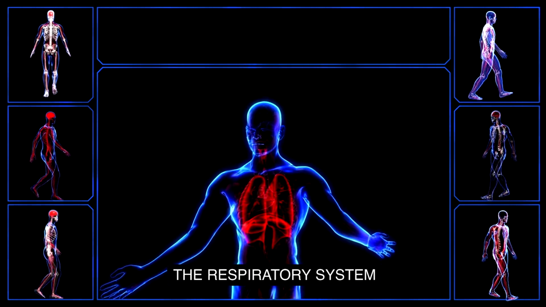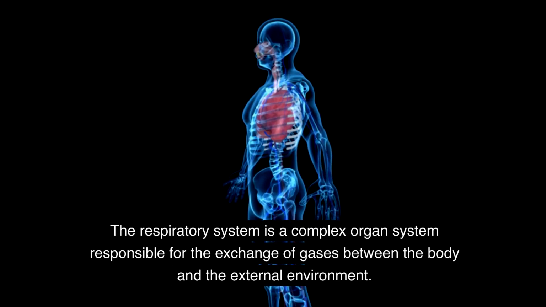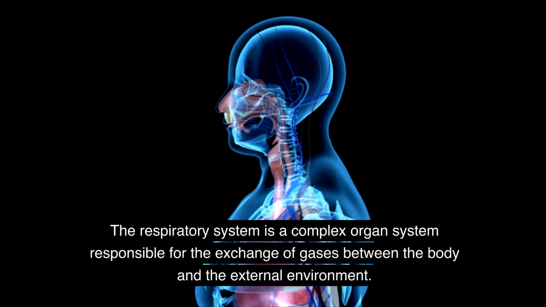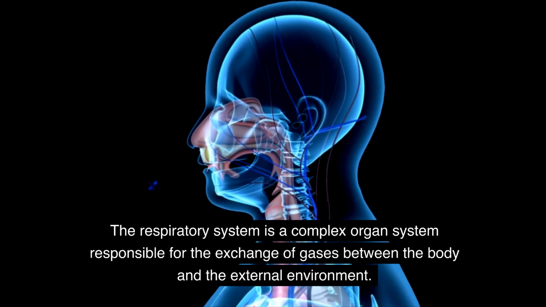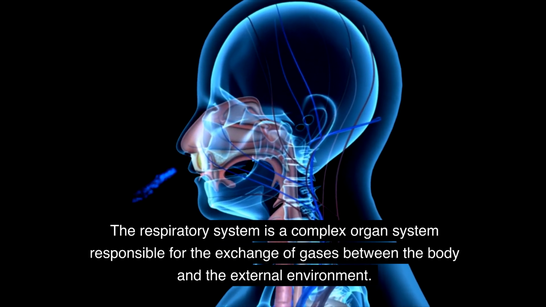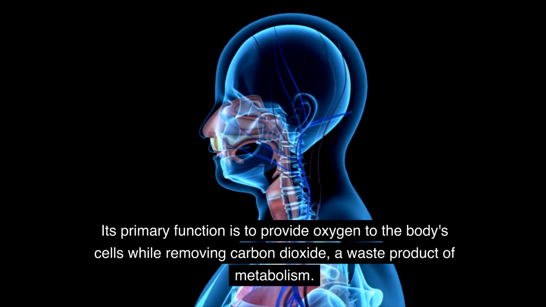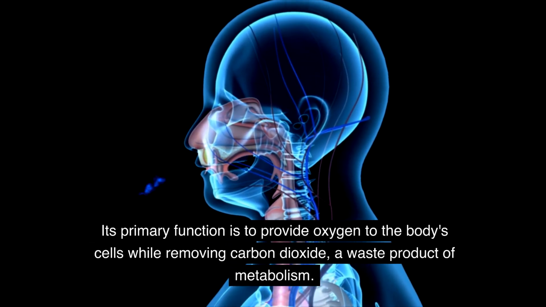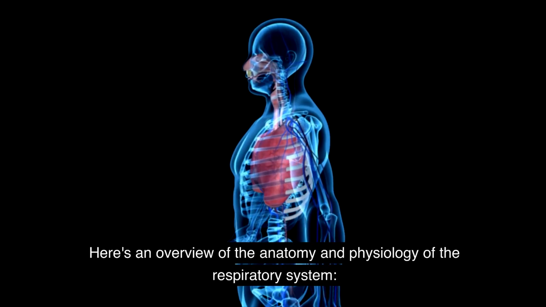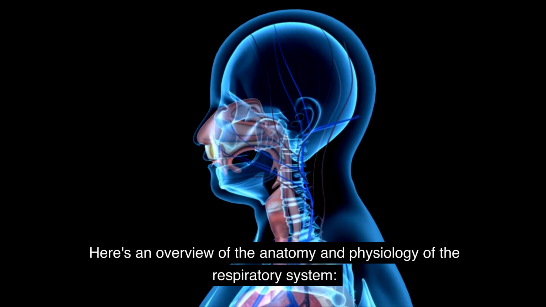The respiratory system. The respiratory system is a complex organ system responsible for the exchange of gases between the body and the external environment. Its primary function is to provide oxygen to the body's cells while removing carbon dioxide, a waste product of metabolism. Here's an overview of the anatomy and physiology of the respiratory system.